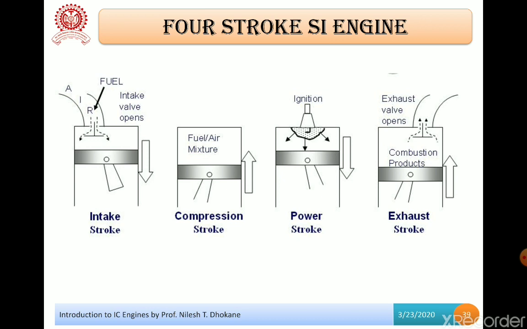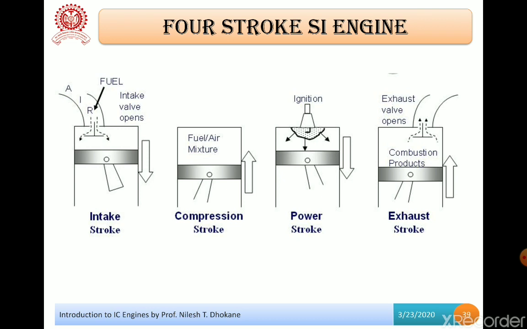In the next stroke, the piston moves from bottom dead center to top dead center. In the second diagram you can see the direction of movement of the piston, and the inlet and outlet valves are both closed. The fuel and air inside the cylinder from the suction stroke get compressed. That's why it is called the compression stroke. At the end of the compression stroke, a spark is ignited and combustion of the air and fuel starts. The third diagram is the power stroke. Due to the combustion of gases there is a pressure rise, and this pressure forces the piston from top dead center to bottom dead center. The crank again completes the next pi rotation, or 180 degree rotation, and the power stroke is completed.